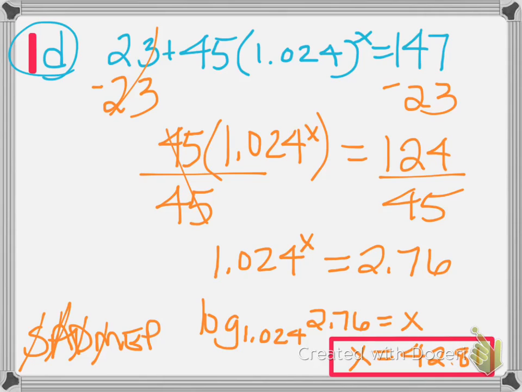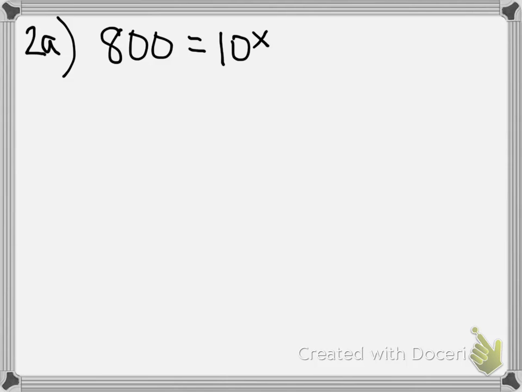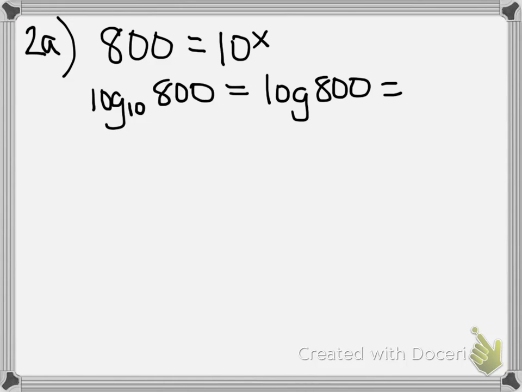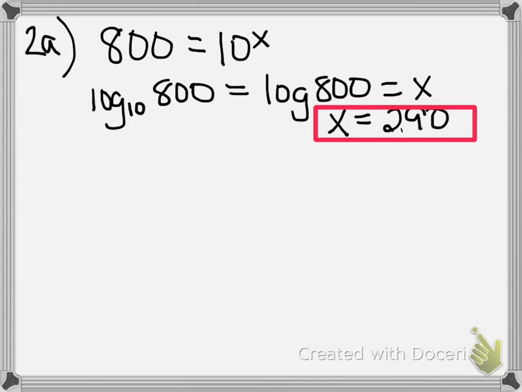Number 2 is very much the same thing, so I'm just going to continue with that. 2a says 800 equals 10 to the x power. Simple definition of log, so I have log base 10 of 800, which is the same as log of 800, and that equals x. So x equals 2.90. Okay, so there's 2a.